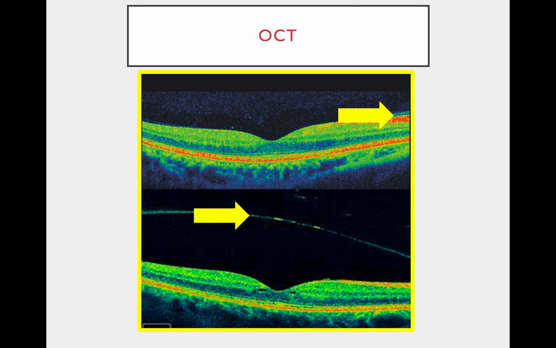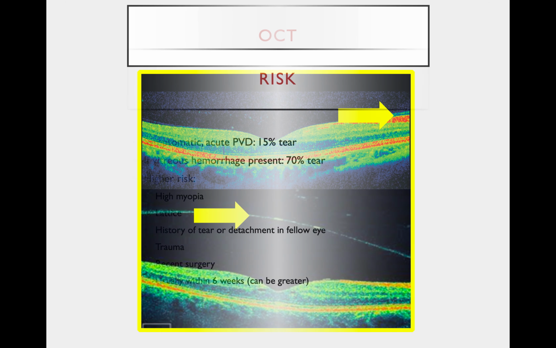OCT can sometimes be helpful. You see the top picture shows the vitreous still attached to the retina. That's what the arrow is showing, and then the bottom picture shows what happens when the vitreous separates. You see it's no longer attached to the retina.